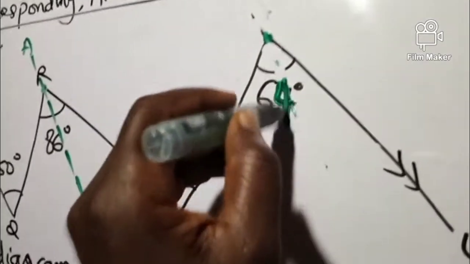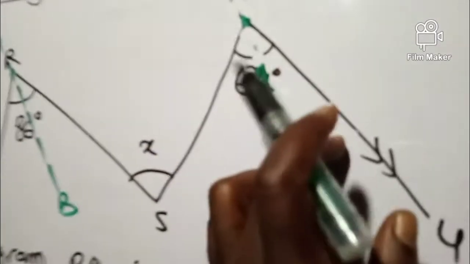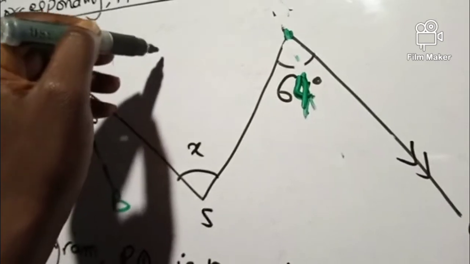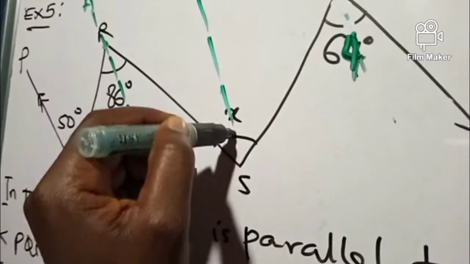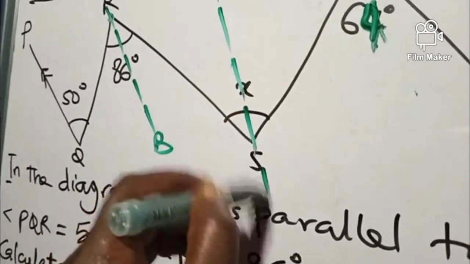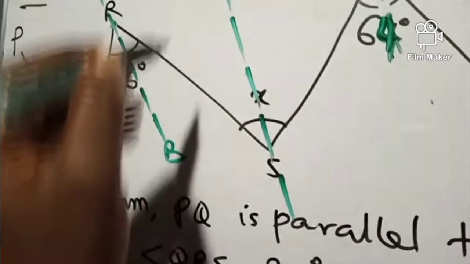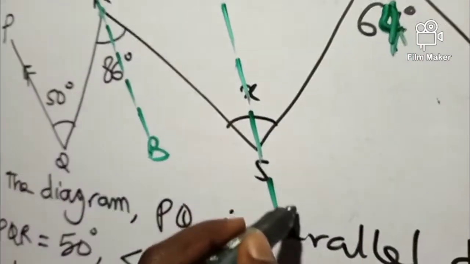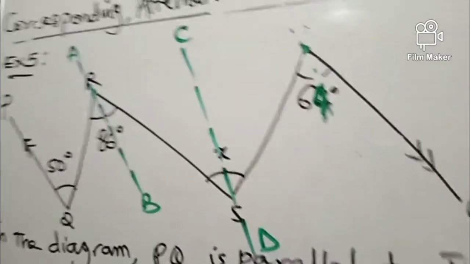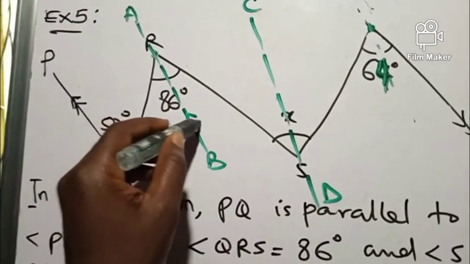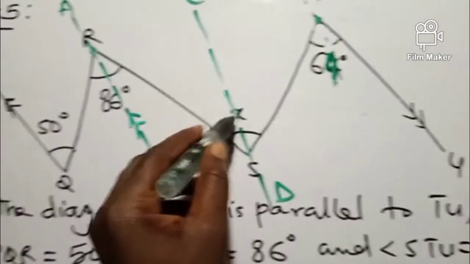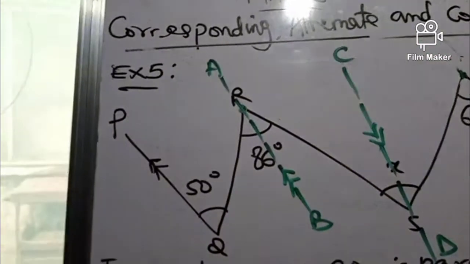So this is 64. If you are going to draw a line that is parallel to this, that means the line will pass through X. Can you see it? Drawing it like this will make the work easier. Let me call this one CD. I've drawn a line. This line and this line, they are parallel. Then this one and this one, they are parallel. So drawing those lines will make the work easier.